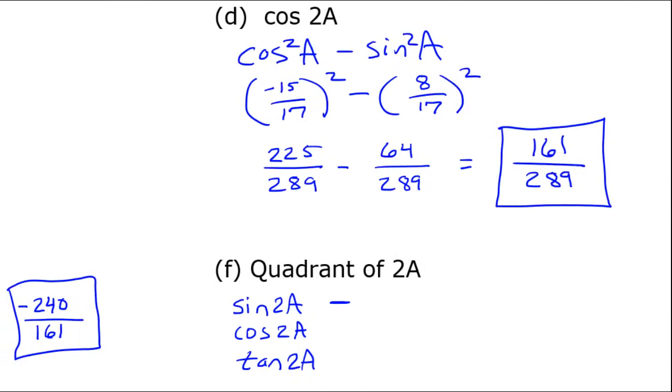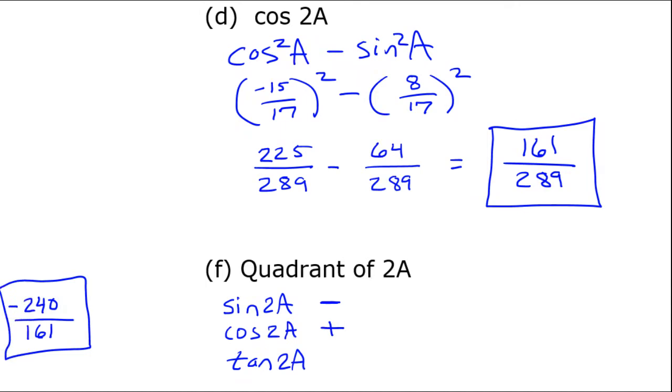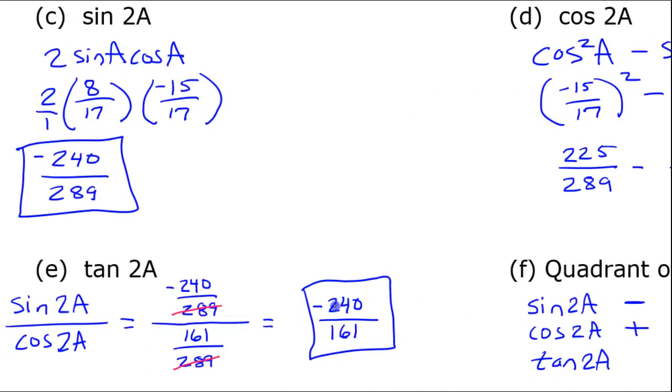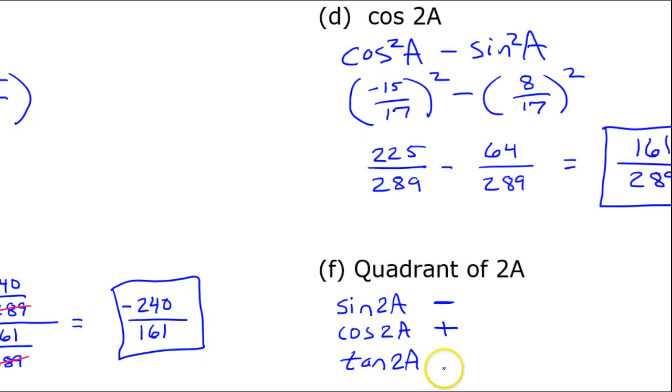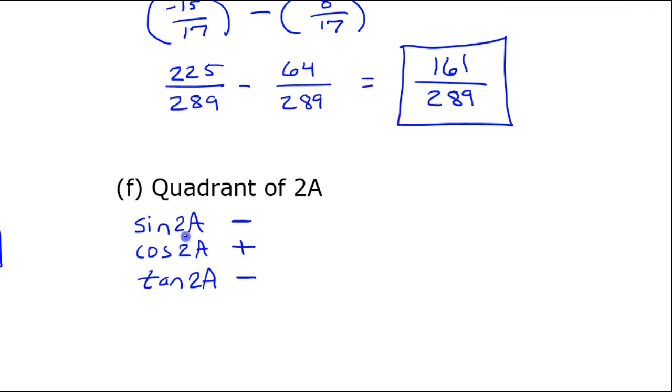What about the cosine of 2A? Cosine was 161 over 289. Positive. So that's all that really matters as far as determining the quadrant, is that it was positive. Now the tangent is negative. Okay, the tangent was negative. So we just need to think about the quadrant where these things will be true.